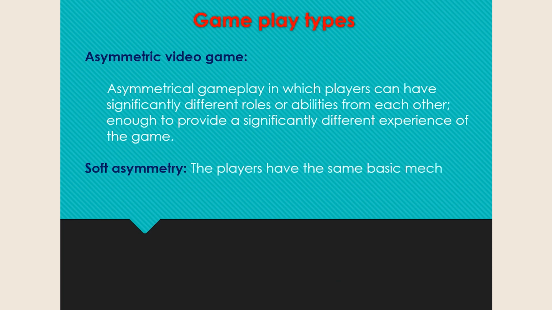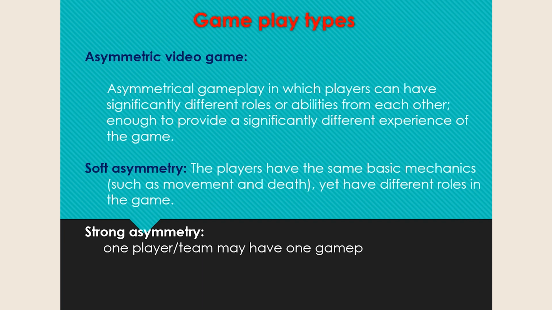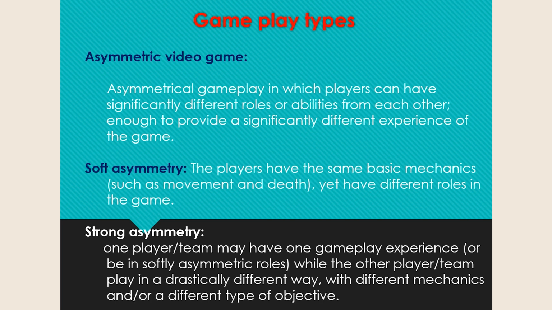Soft asymmetry. The players have the same basic mechanics, such as movement and death, yet have different roles in the game. Strong asymmetry. One player or team may have one gameplay experience, or be in softly asymmetric roles, while the other player or team plays in a drastically different way, with different mechanics and/or a different type of objective.